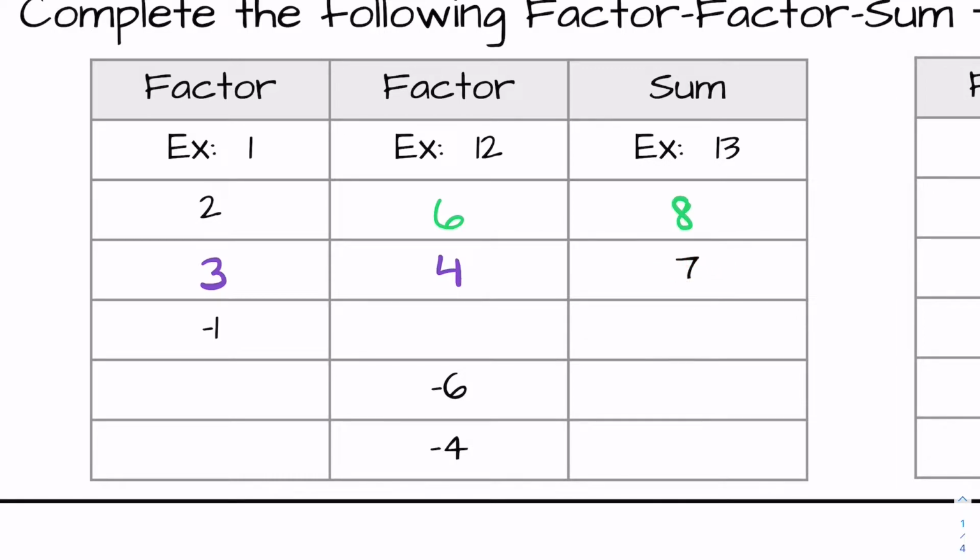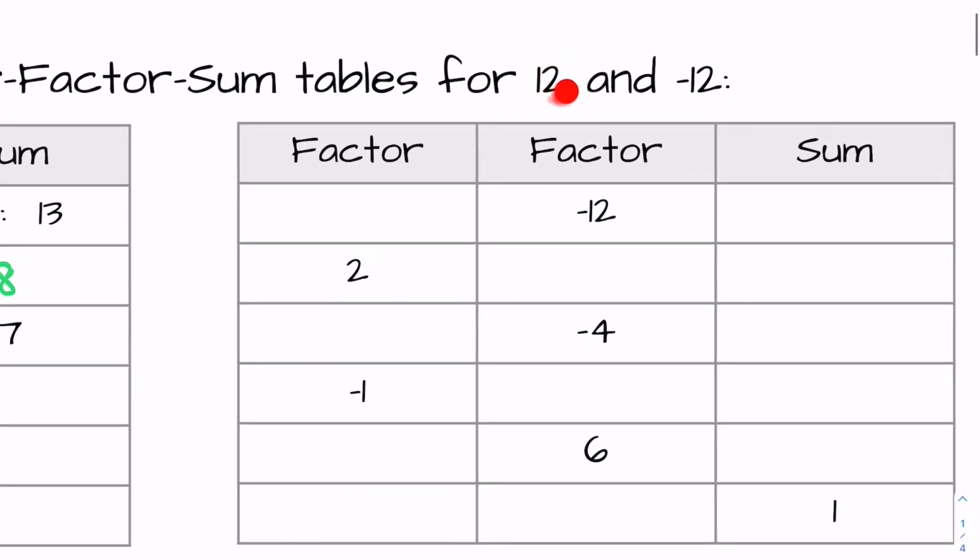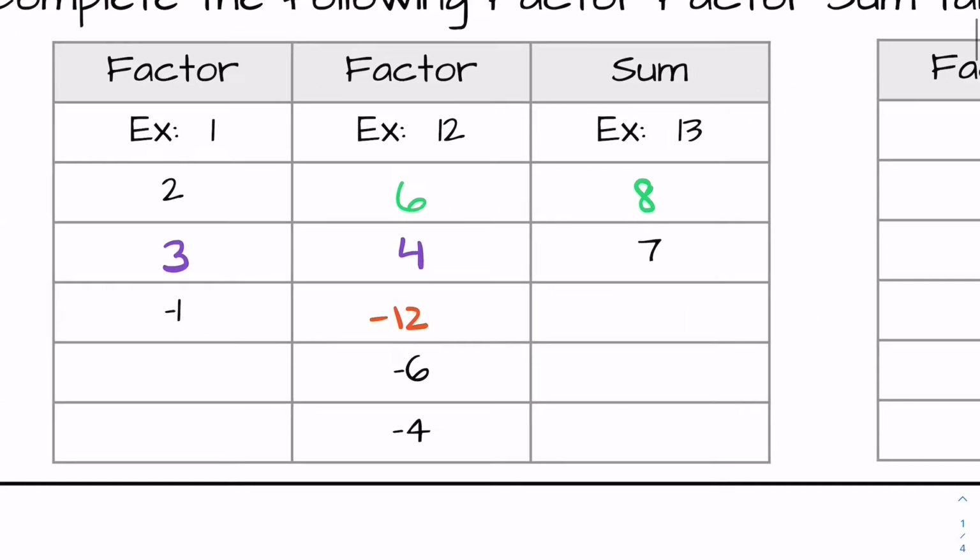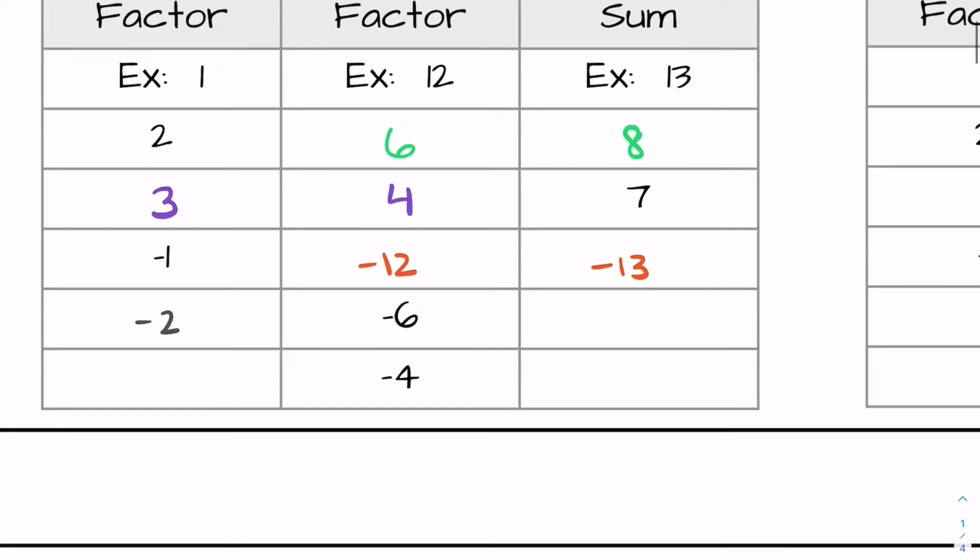We can go in the negative direction with all of these. So negative 1 times negative 12 is a positive 12. Still gives us the 12 we're looking for. But negative 1 minus 12 is negative 13. Then we have negative 2 times negative 6, which multiplies to 12 but adds to negative 8. Lastly, we have negative 3 times negative 4. Negative 3 minus 4 is negative 7. They sum up to negative 7.